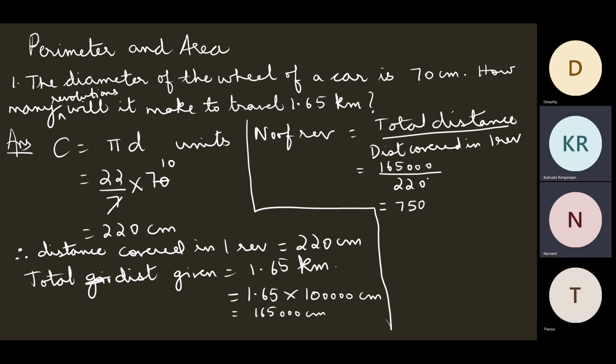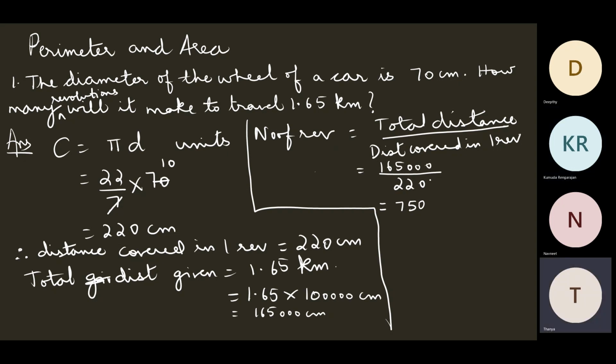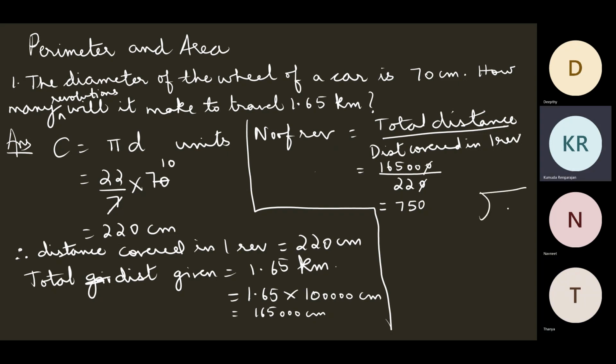Tell me how you got this answer, Tanya. Ma'am, I cancelled the 0. Very good. Then after that? And I divided, ma'am. Meaning you did the long division? Yes, ma'am. Okay, that's fine.